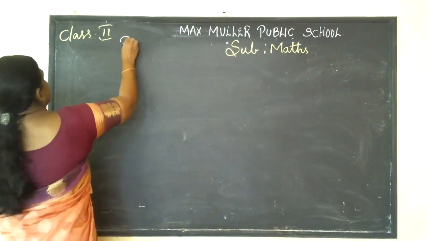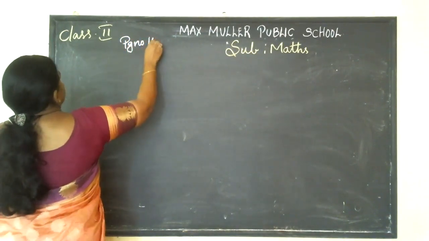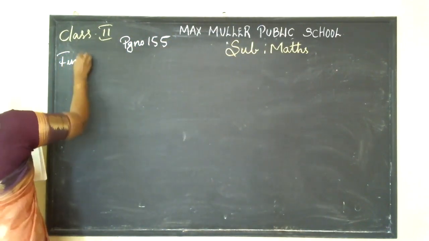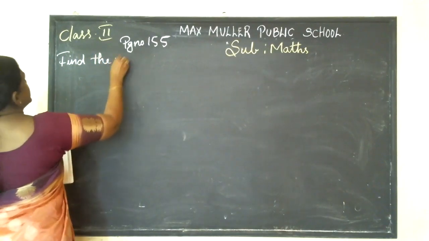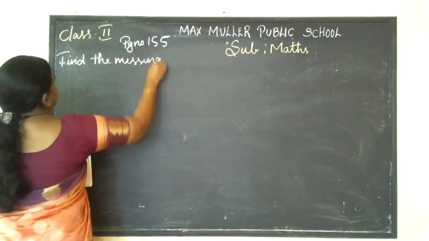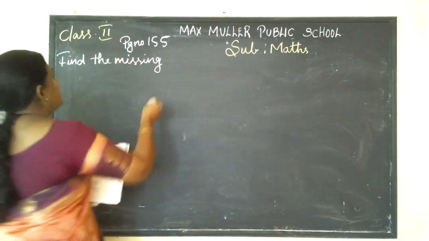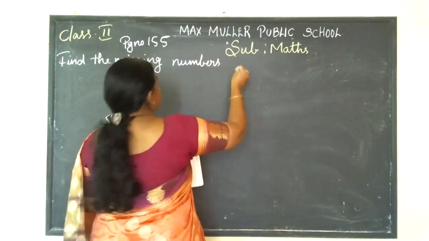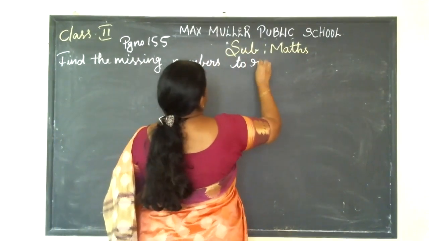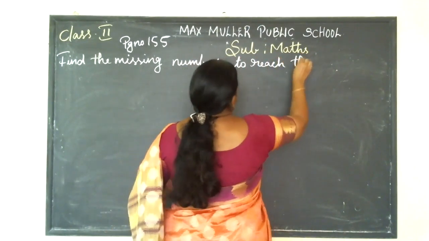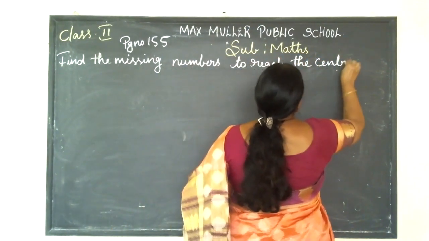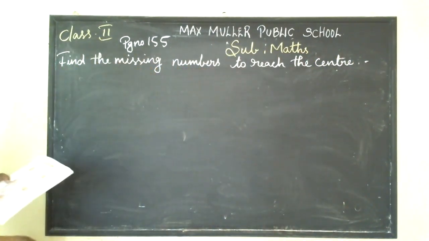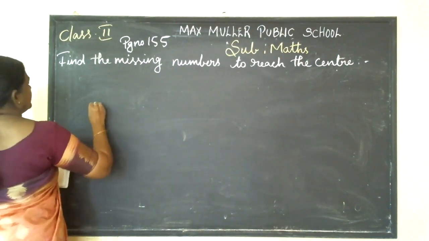Page number 155. Find the missing numbers to reach the center. Now, first one.